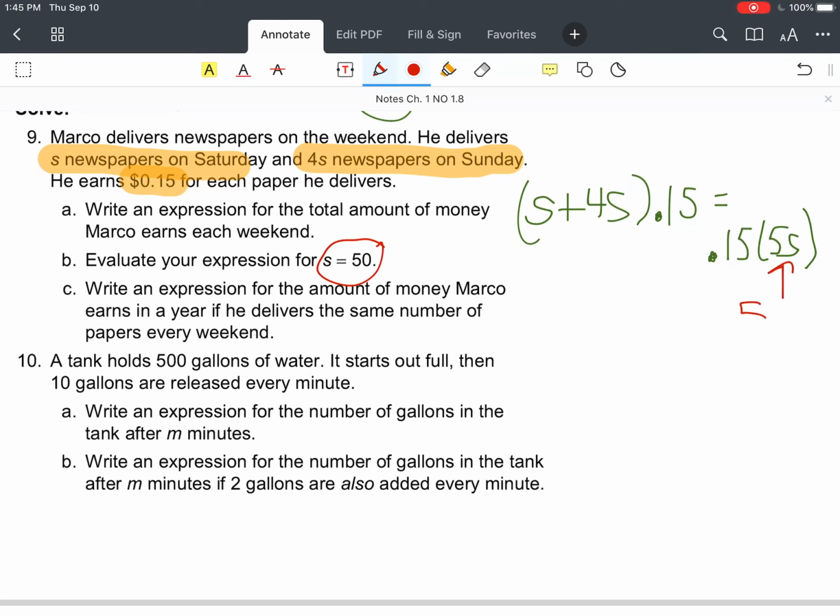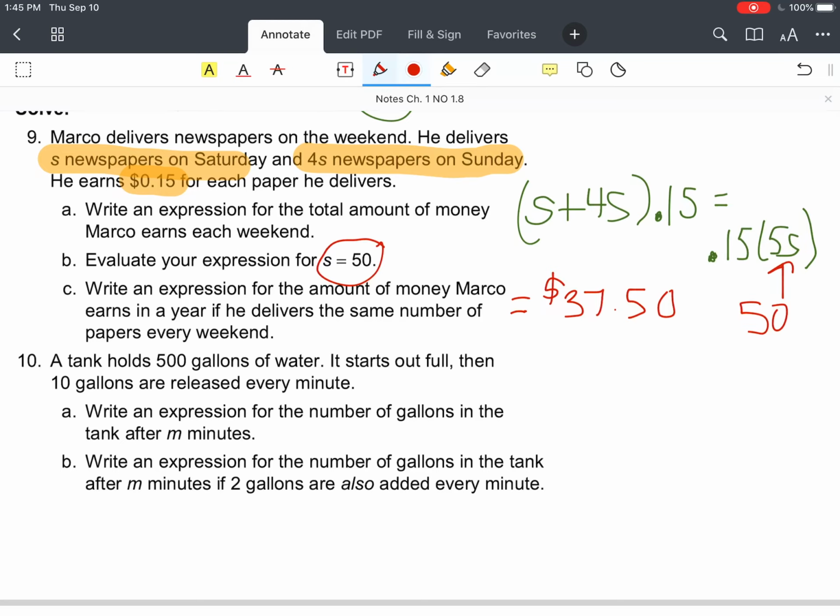Now, they want us to evaluate it for 50. So you're just going to plug 50 in for S, or substitute it in. It's all multiplication, so you can just multiply it all together with your calculator. When you do, you're going to find out that he makes $37.50 for the whole weekend.